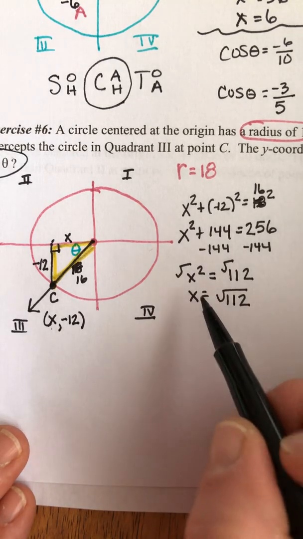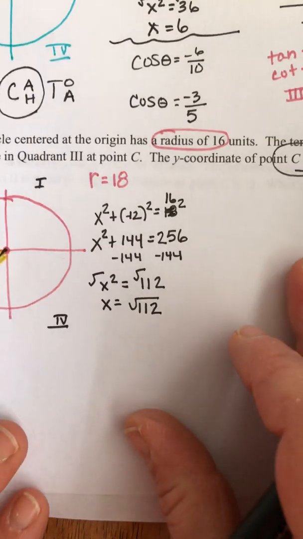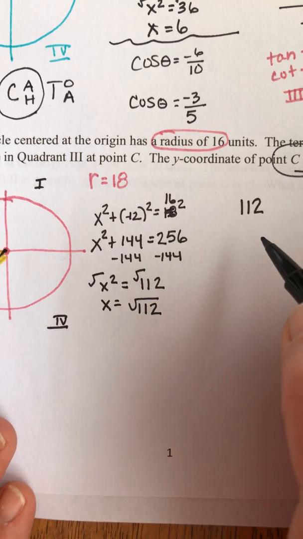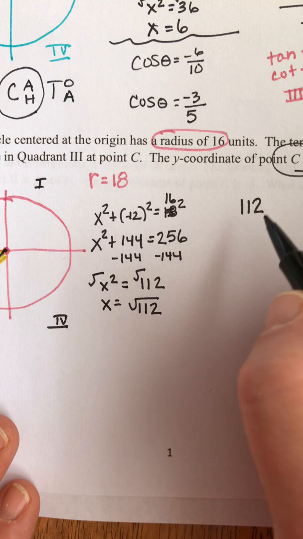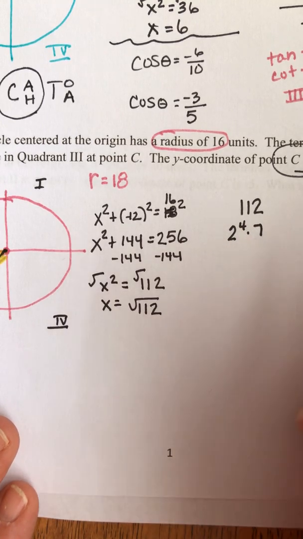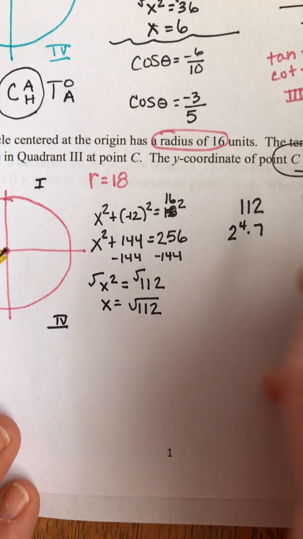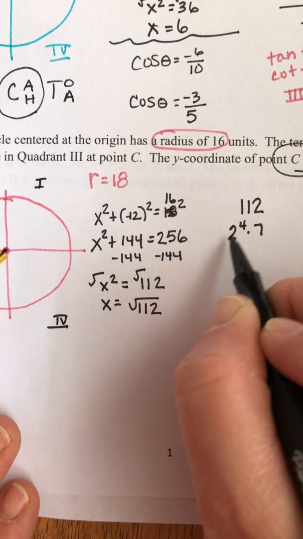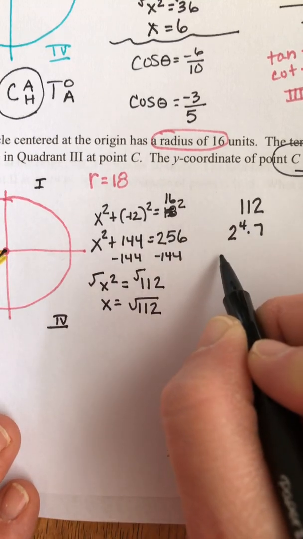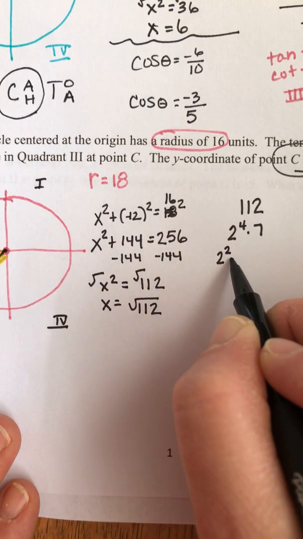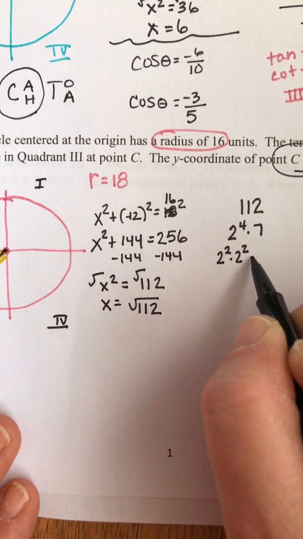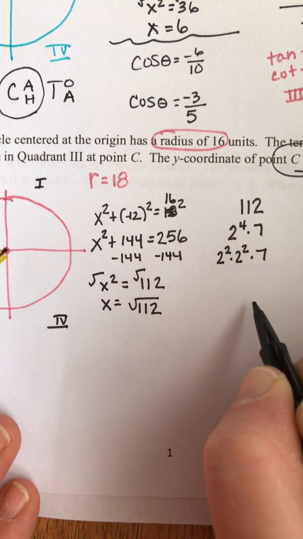Let's look at the 112. I'm going to factor the 112. 112, and I do menu, factor in my calculator. I get 2 to the 4th times 7. Okay? Now, I can break up, I need powers of 2 to take it out of the radical, so I'm going to break up my 2 to the 4th to 2 squared times 2 squared. 2 plus 2 is 4, so I'm done. And then times the 7.